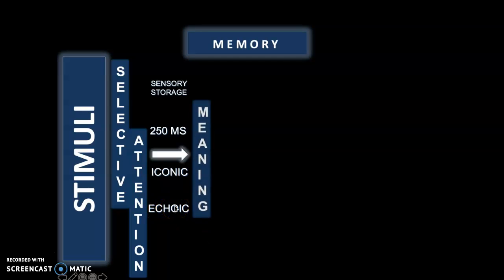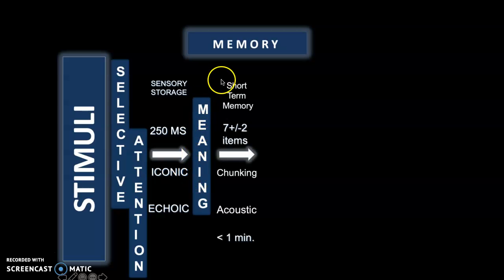If that information has meaning for us, then it goes into the second storage system, which is short-term memory. The capacity of short-term memory is about 7 items, plus or minus 2. So about 5 to 9 items can be held in short-term memory. That's not very many items. You might notice that a phone number is 7 items, broken into 3 numbers, dash, and then 4 numbers. That is an example of chunking.